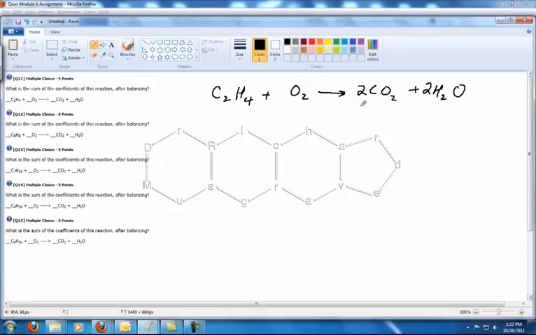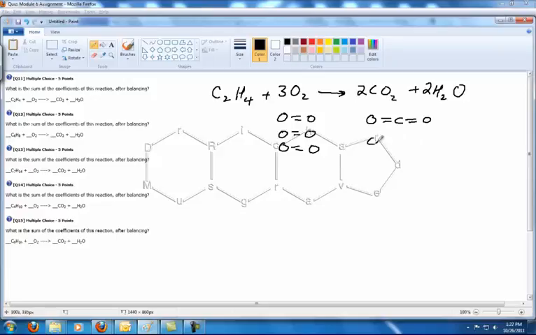Now let's look at the oxygens. We've got 2 times 2 is 4 here, and we've got 2 here. That's a total of 6. Now I can balance the oxygens just by putting a 3 in front of here, so that's 3 O2s. And just in case you don't believe me, 3 O2s will give a total of 6 oxygens there. And we've got 2 CO2s here.